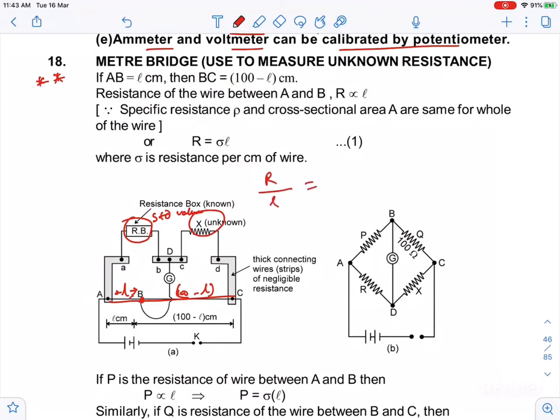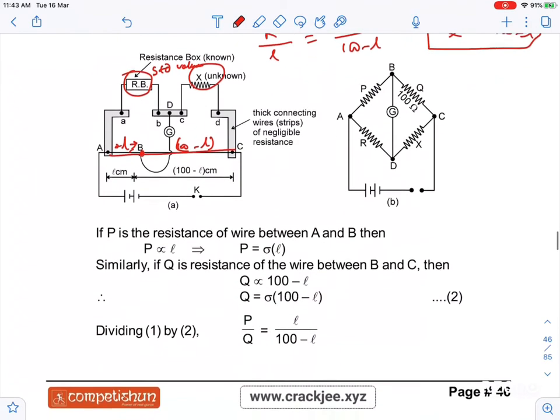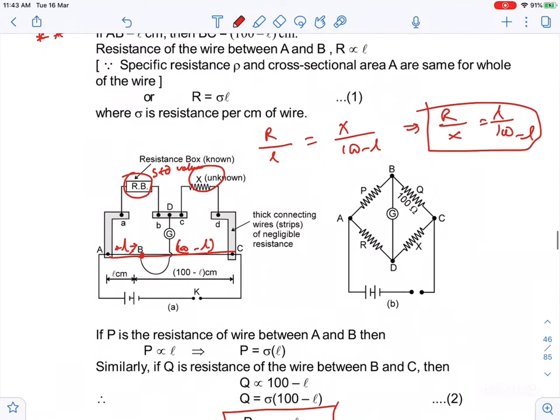So directly use the principle of the Wheatstone bridge. Let this resistance be R. R upon L is equal to some unknown X upon 100 minus L. So you can directly write R by X is equal to L by 100 minus L. They have written it like this, same thing. If you take P and Q, P by Q is nothing but L by 100 minus L.